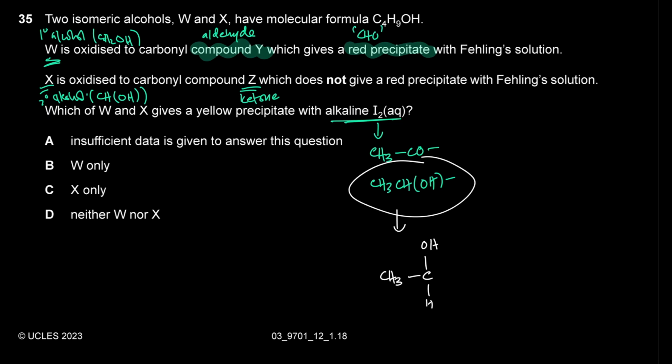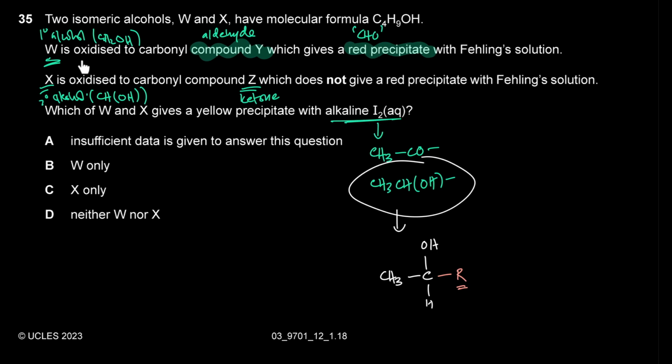This group, CH3CHOH, the only primary alcohol that contains this group is ethanol. If we have a hydrogen here, that's the only primary alcohol that has a CH3CHOH group. Otherwise, this will be some carbon chain, so it won't be a hydrogen. It'll be an R group over here, and so therefore it will be a secondary alcohol. Again, the only primary alcohol that would give us a positive test with alkaline aqueous iodine is ethanol.